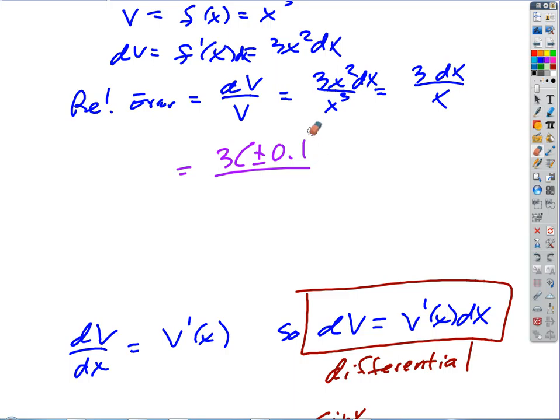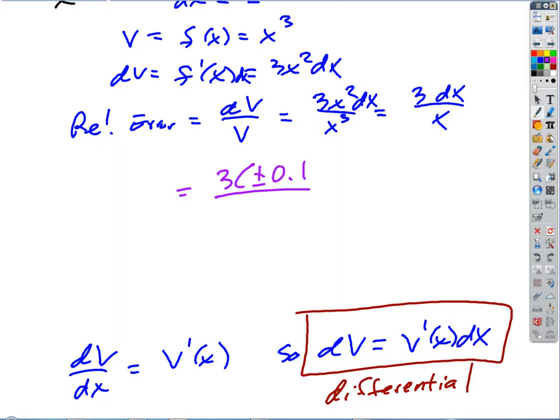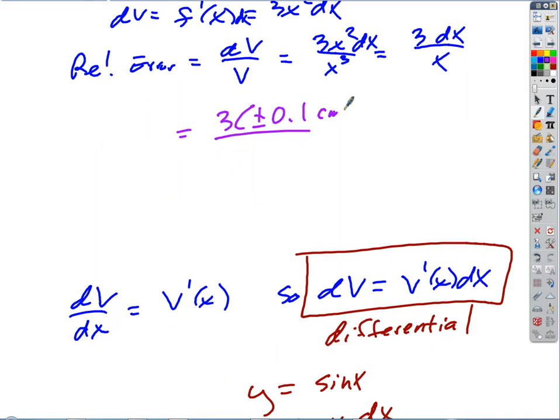Because it's x, right? dx is plus or minus 0.01 centimeters. X is 10.1 centimeters. And so if I do include the units, look what happens. X is 10.1 centimeters. Look what happens. They cancel. Okay, that's good.